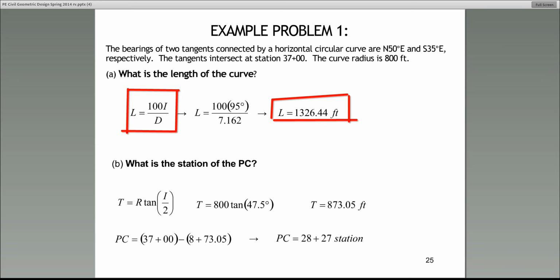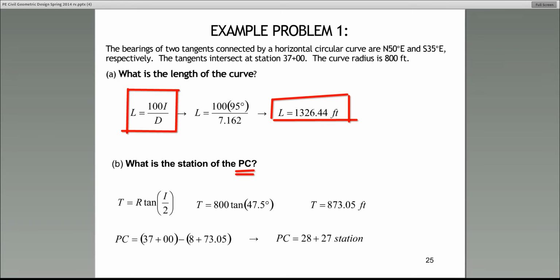All right, now, what is the second question? What is the station of the PC? What is the station of the PC? Now, this is also a popular question, kind of a question on the test. All right, please pay attention. I want everybody to do this. This is really important. Given the information in this problem, can you find the station of the PC?